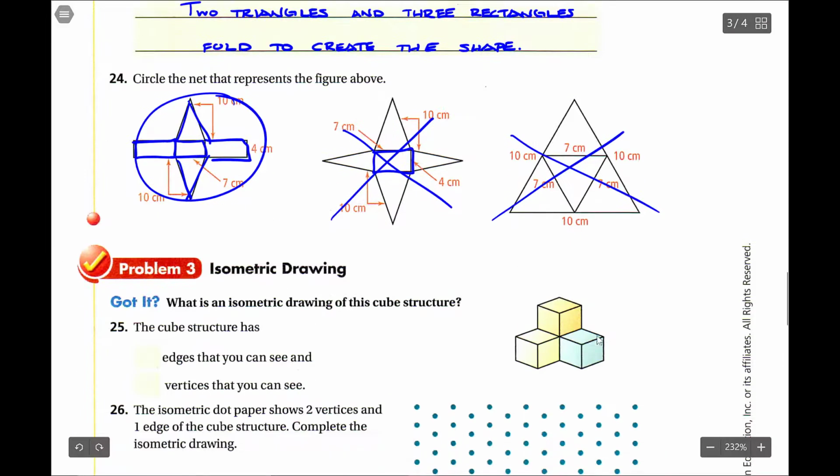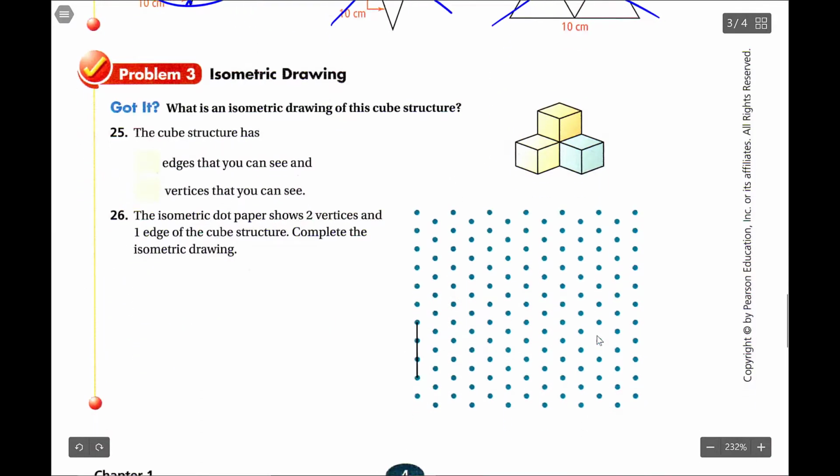So this must be our net that represents the figure that we had, that we've kind of exploded out into its 2-dimensional shape. An isometric drawing uses isometric dot paper to create the image on a 2-dimensional surface of a 3-dimensional object. So when we look at the cube structure here on the top right, first we want to count how many edges there are that are visible. And I'm just going to put tick marks through these so that we can see. We have 1, 2, 3, 4, 5, 6, 7, 8, 9, 10, 12, 13, 14, 15, 16, 17, 18, 19, 20, 21, 22, 23, 24. There are 24 visible edges on that figure.